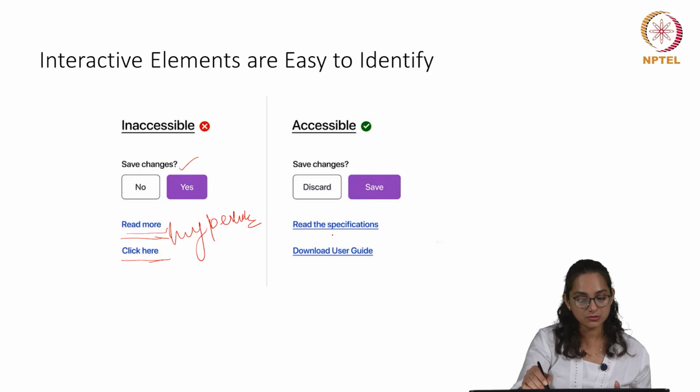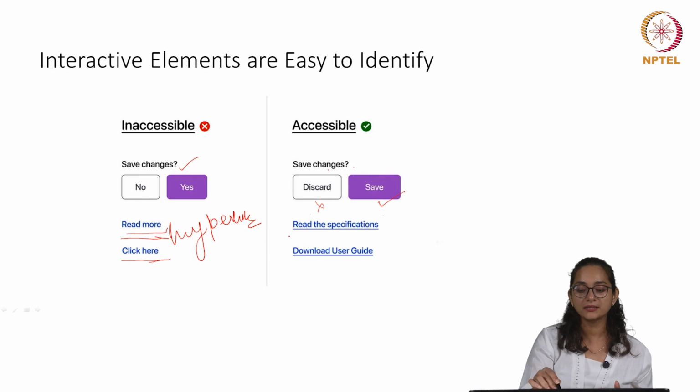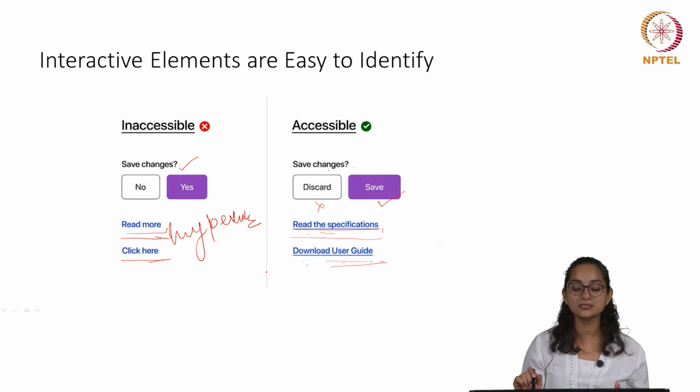Also, the text on the buttons can be more specific. Instead of saying yes or no, it can be a reaffirmation of the same question, so it says save or discard instead of yes or no. And then the hyperlink is underlined along with more descriptive text, such as read the specifications or click here to download user guide, and then it is a hyperlink. So it is very clear with this interface what it is enabling.